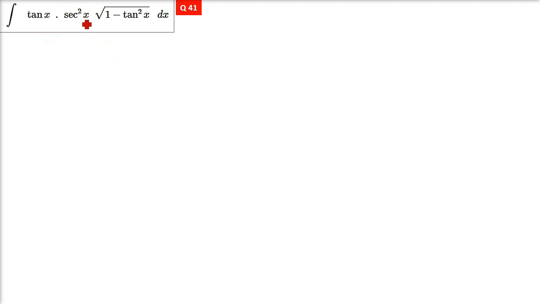Next we have tan x, sec square x, over under root of 1 minus tan square x. So if you take this, when you put this tan x as a t, this tan x will give you sec square x. So let's see what do we get. We will try to take this t equals to tan x. Now what is the benefit? Dt by dx will be sec square x.